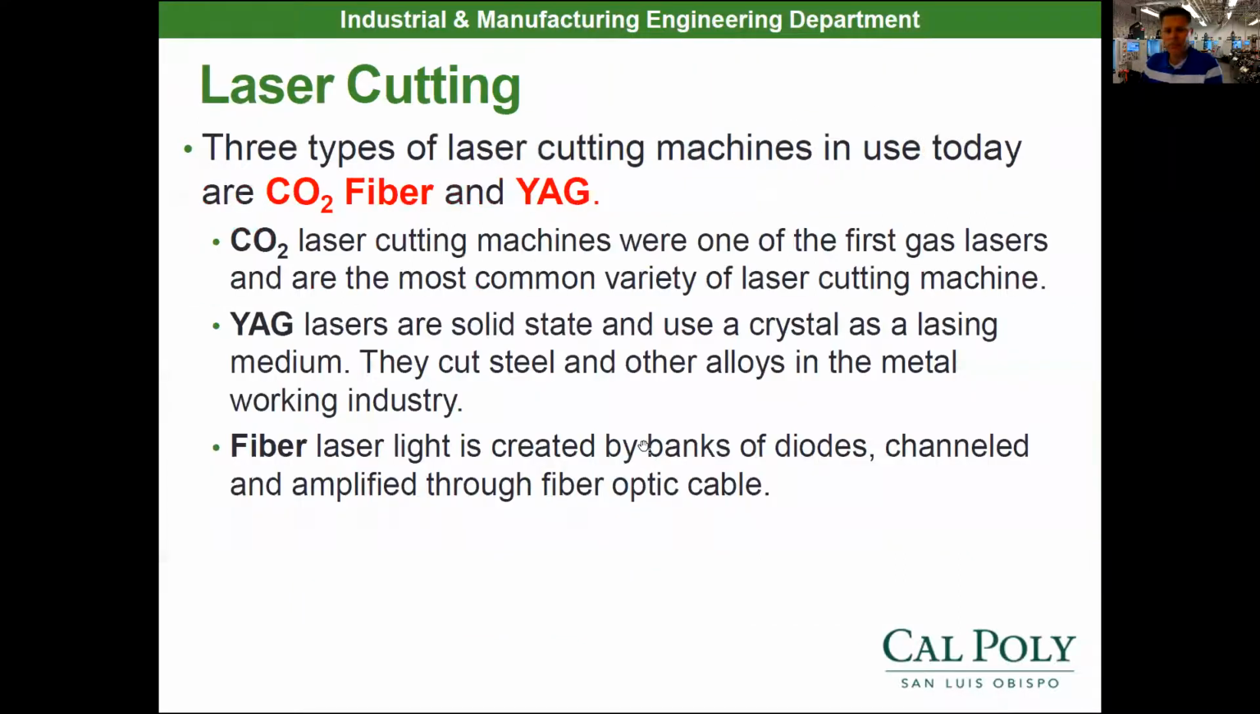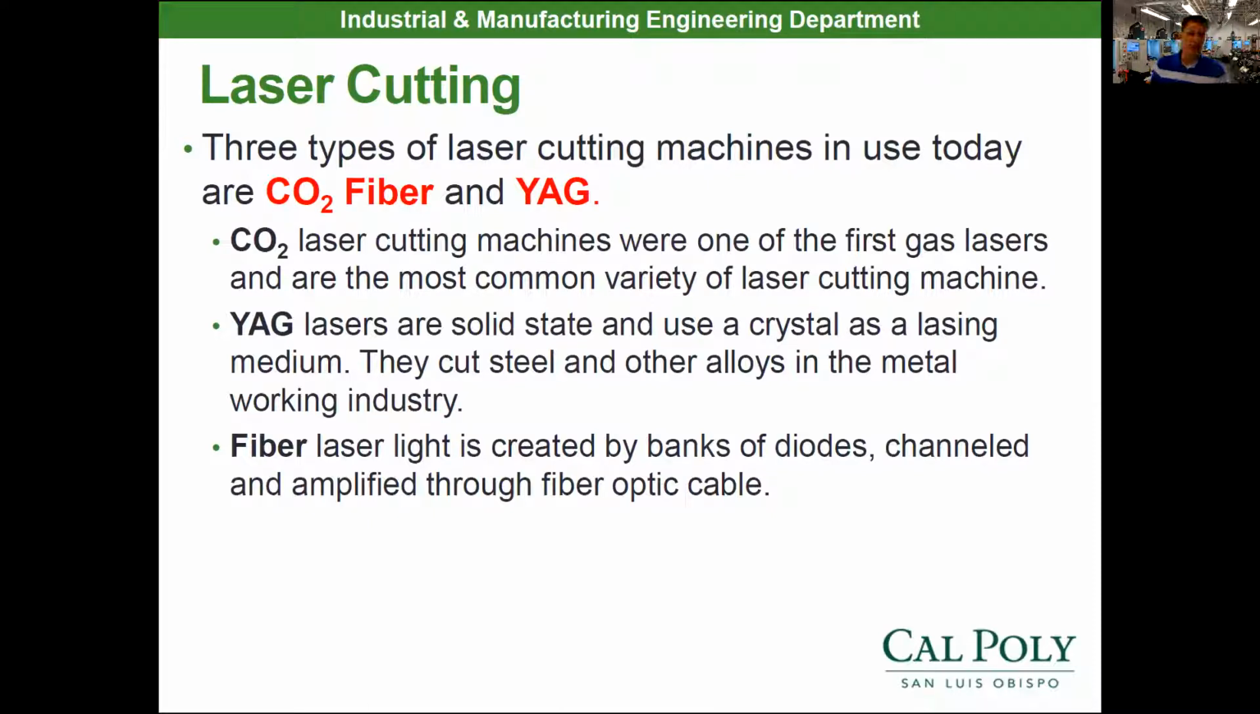Check that video out. But lasers, those photons, are really made 3 different ways out there. So basically we have fiber lasers where they create those photons through banks of diodes and through fiber optic cables. They have YAG lasers. So that uses a crystal as basically a lasing medium right there. And those are the higher power lasers, might use a YAG as their actual photon generator. They cut steel and other metal alloys.